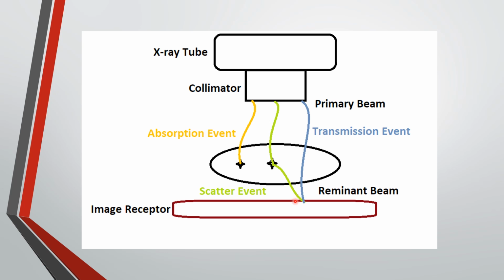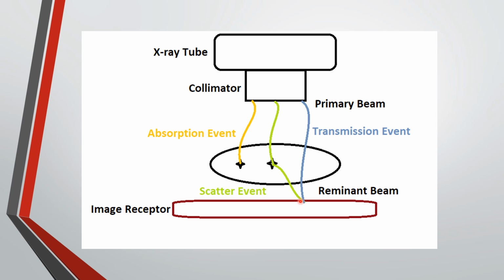We can change how many occur based on the kVp we set, which we'll talk about a little later again. But the higher the kVp set, the more penetrating the beam will be. So this means that the more transmission events will occur.